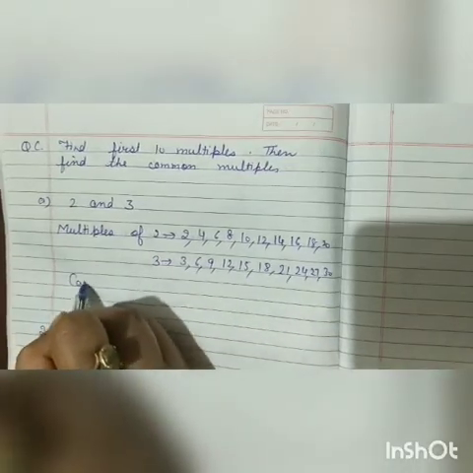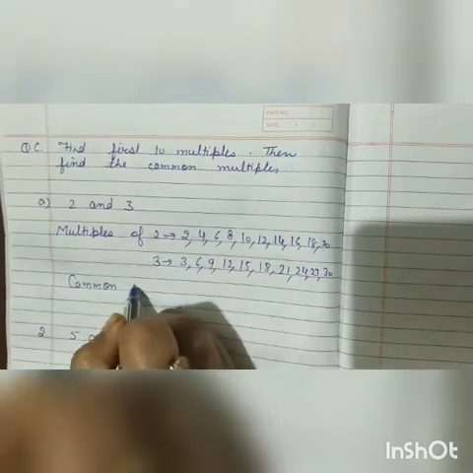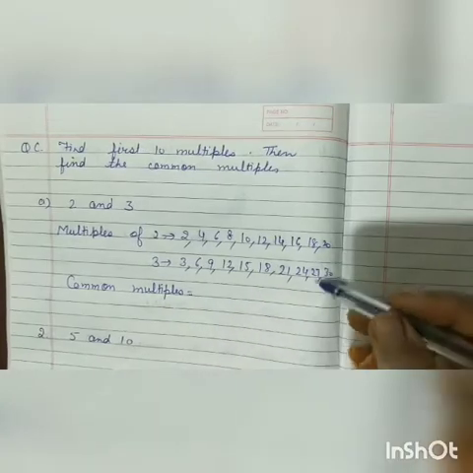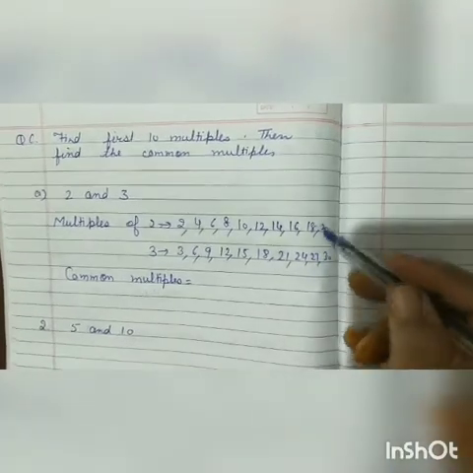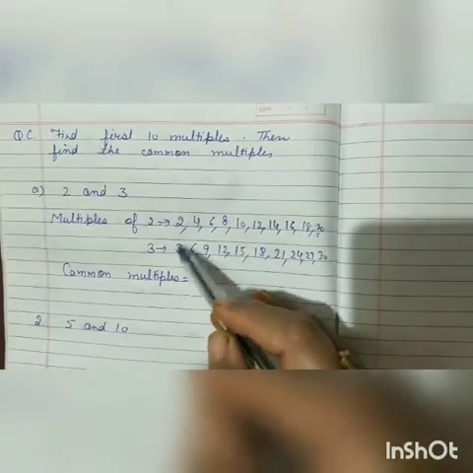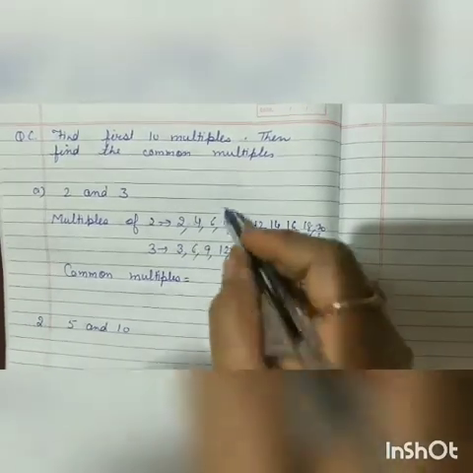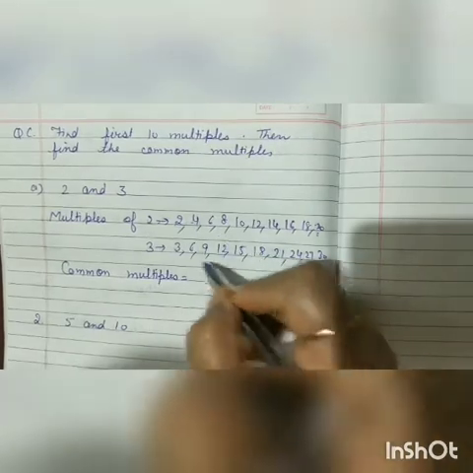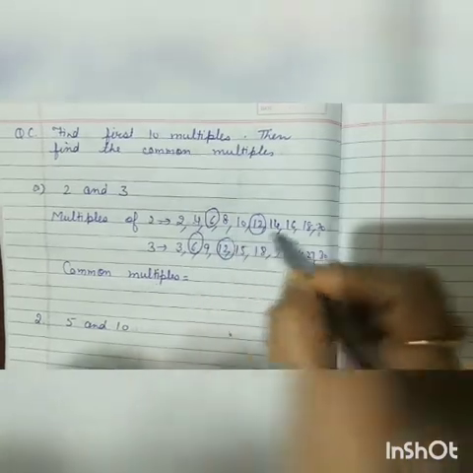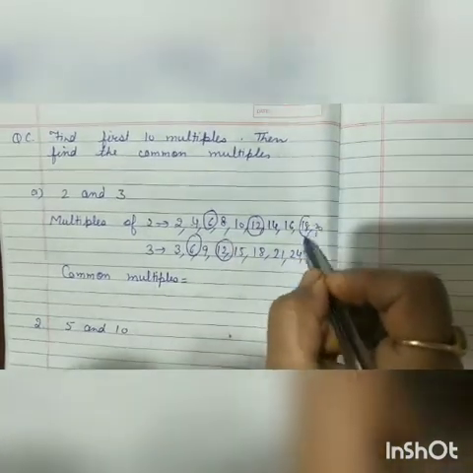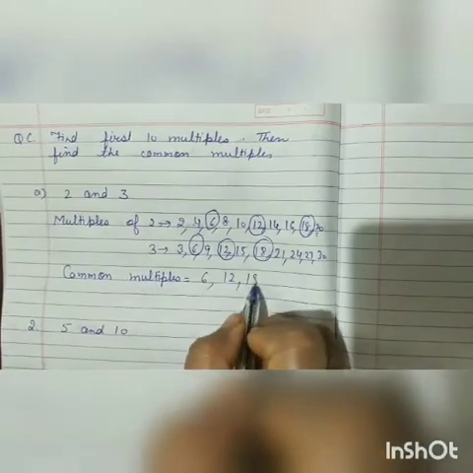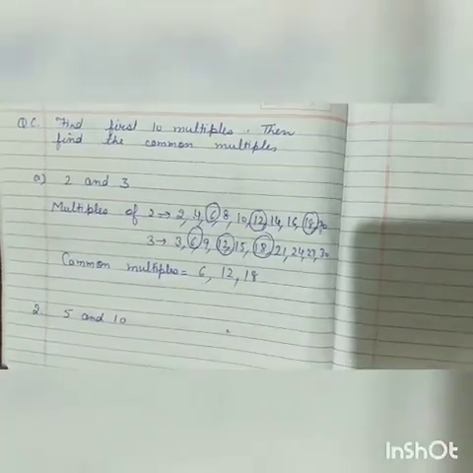Now you have to find out common multiples. The multiples which come in both tables, जो दोनों में होते हैं, that are called common. Check 2, दोनों में है? No. 3 है? No. 4 है? No. 6 is common. Yes. Next 12 is common. 18 is common. So what are the common multiples? 6, 12, 18.